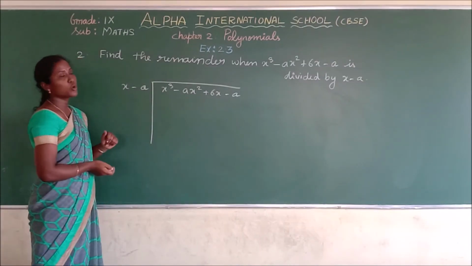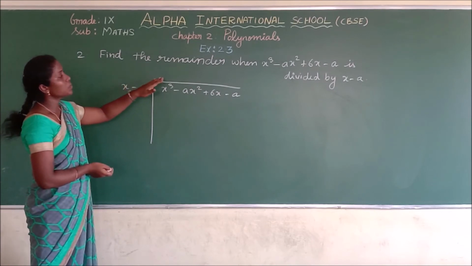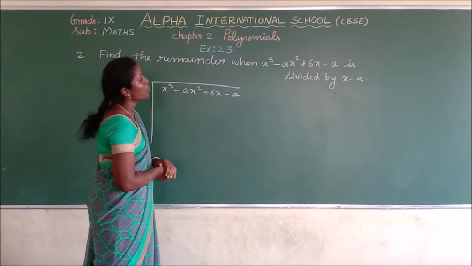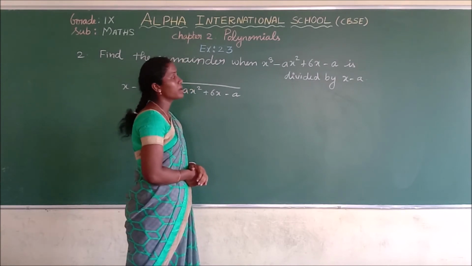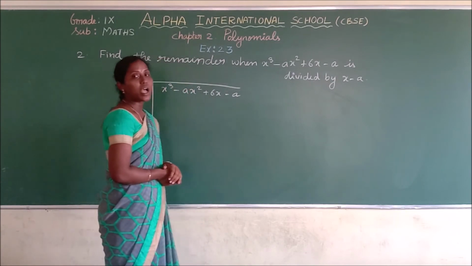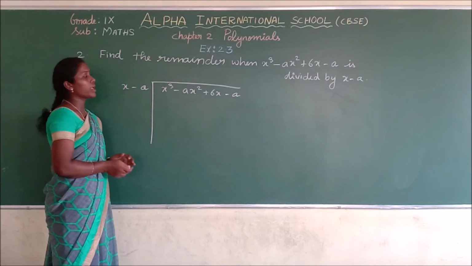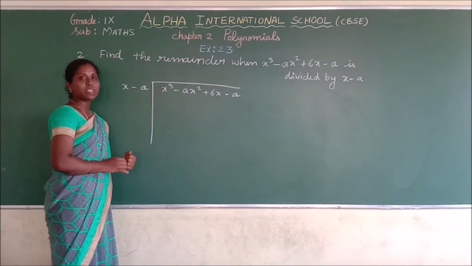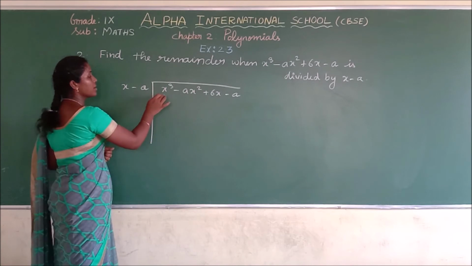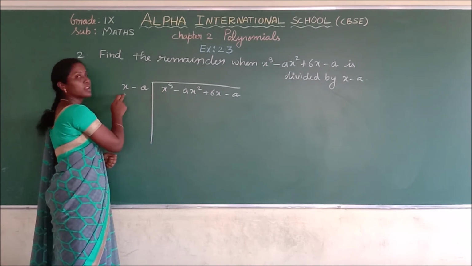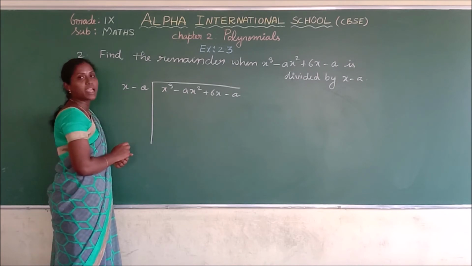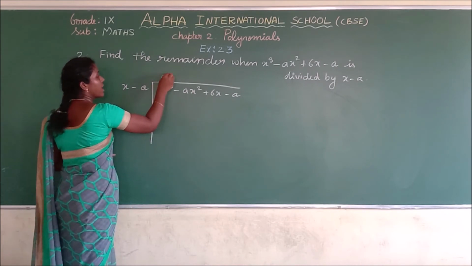So the next problem: find the remainder when x cube minus ax square plus 6x minus a is divided by x minus a. Here you have to find the remainder. We are using the division method only to find the remainder. See here, x cube and the first term x. If x cube is divided by x, what term are we getting? x square. So the first term is x square.